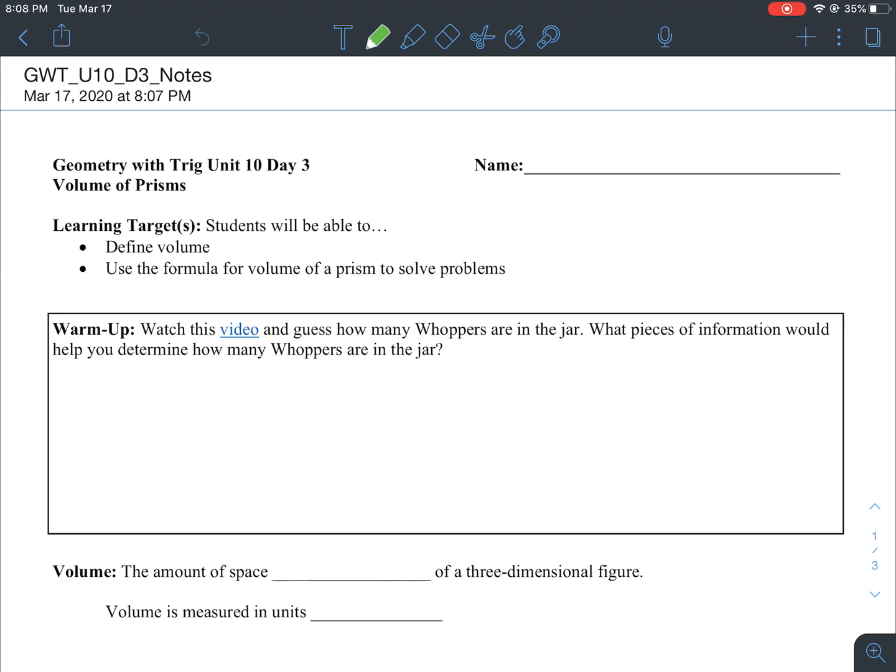Hey everyone, welcome back. Today we are going to be looking at our Unit 10 Day 3 lesson, which is going to be on the volume of prisms.